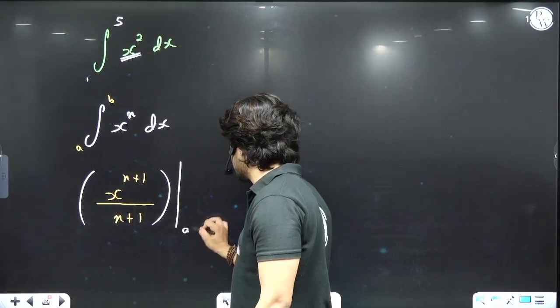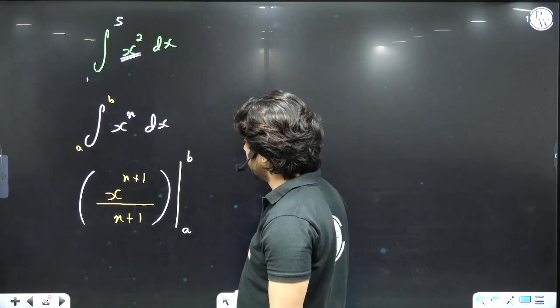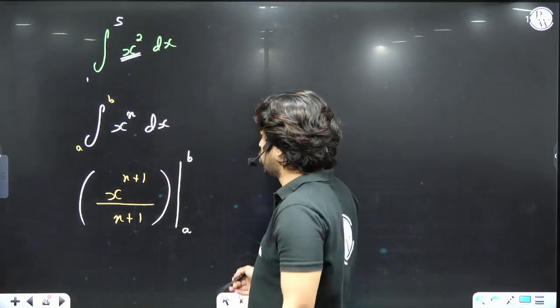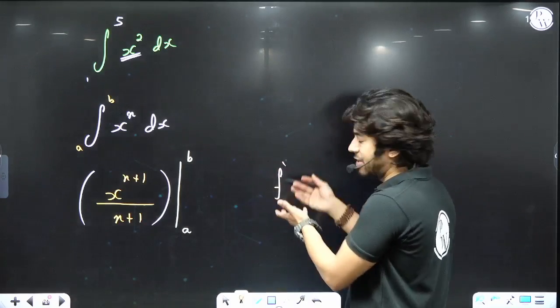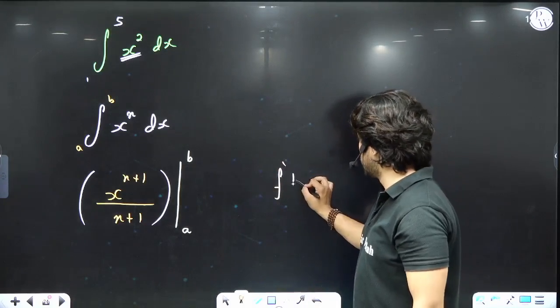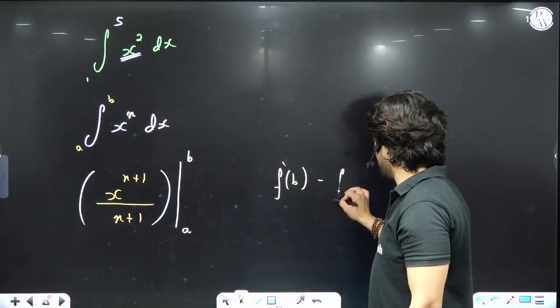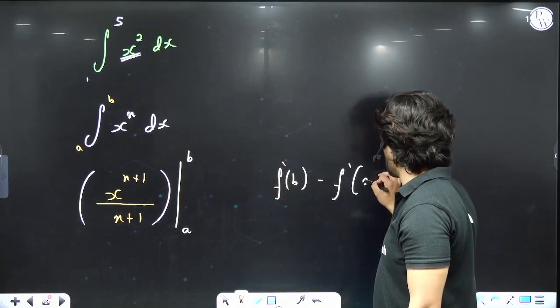Substitute these limits as a and b. Lower limit a, upper limit b. This is the integrated value, f dash means integrated value. Substitute the upper limit minus substitute the lower limit.